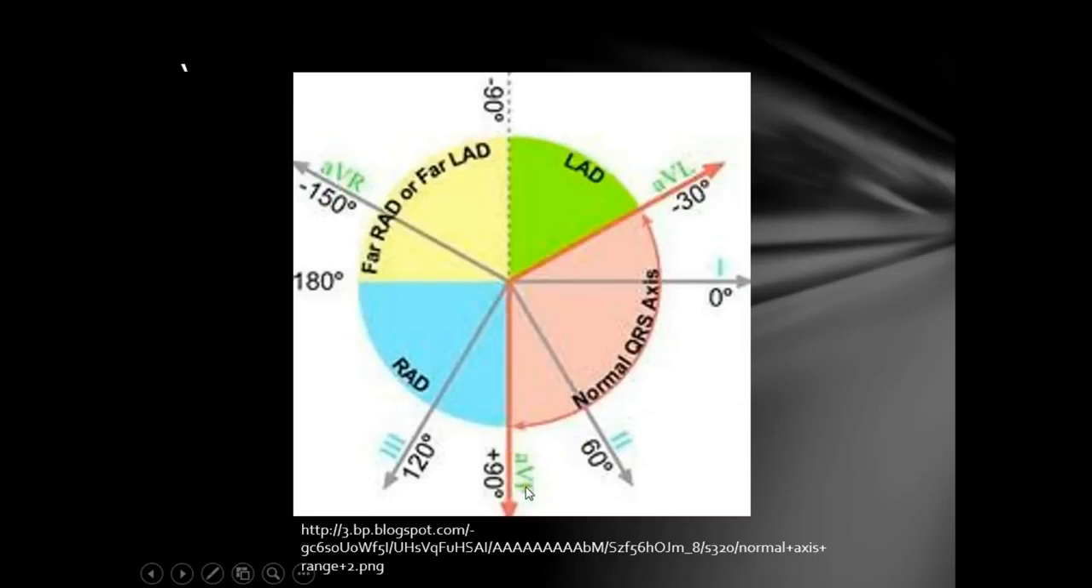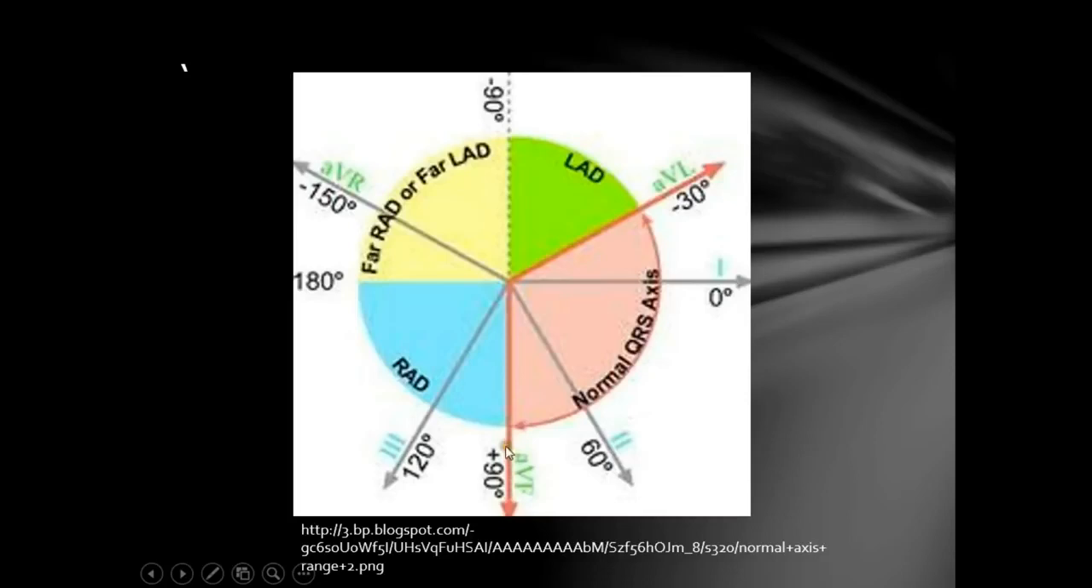How about AVF? The answer again is positive. But actually AVF could be negative just between 0 and minus 30 in this little bit here, because between 0 and minus 30 degrees, the cardiac axis would be more than 90 degrees away from the AVF. So as a general rule, if the cardiac axis is more than 90 degrees away from that specific lead, then it would be negative.